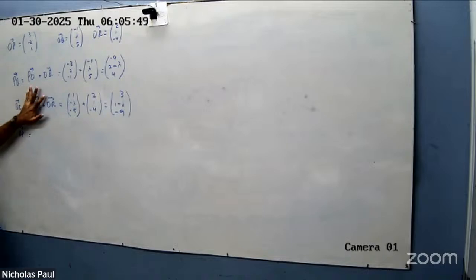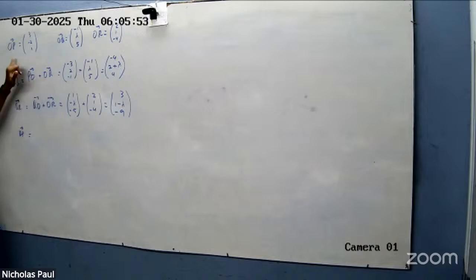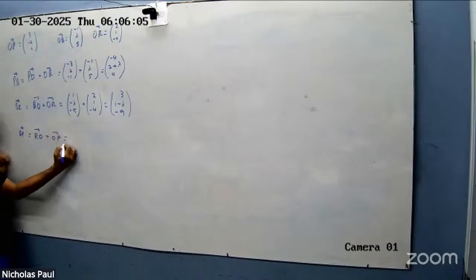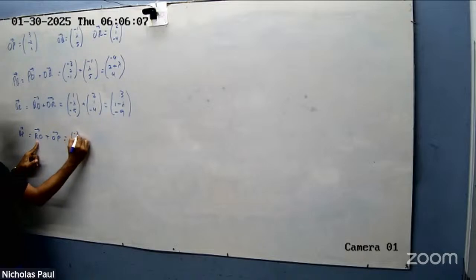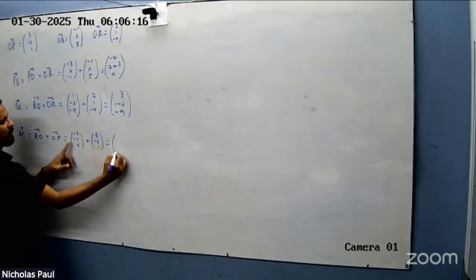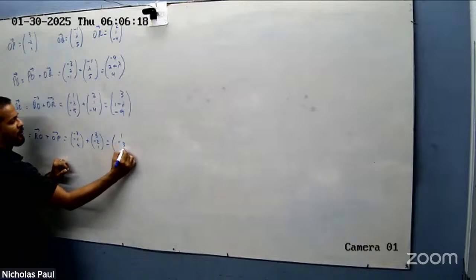No, I remember it's PQ will be PO plus OQ. So I'll change the signs, right? And once again, RP. What's the last one? RP? RP is RO plus OP. RO, that will be -2, minus 1, 4. OP will be 3, minus 2, 1. At the top, you'll get 1, minus 3, 5.